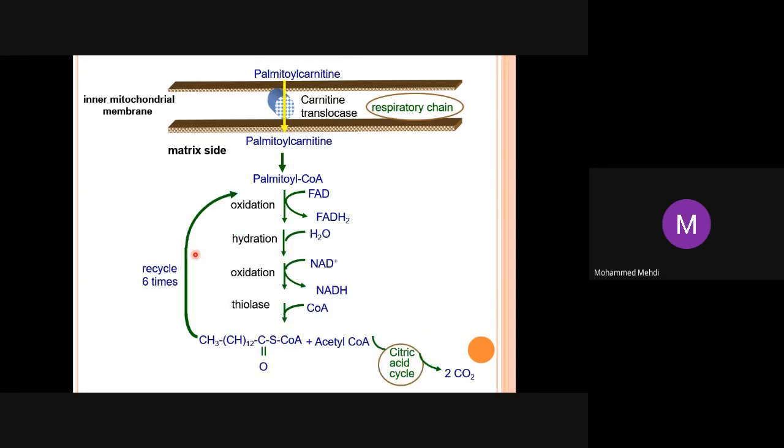Again, this is a repetition of the beta oxidation. Palmitoyl CoA is oxidized by beta oxidation repetitively in different beta oxidation cycles. Per each cycle, there are 4 reactions: first oxidation, hydration, the second oxidation, and thiolysis. This is one cycle. This will be repeated 6 times for 18 carbon fatty acid.